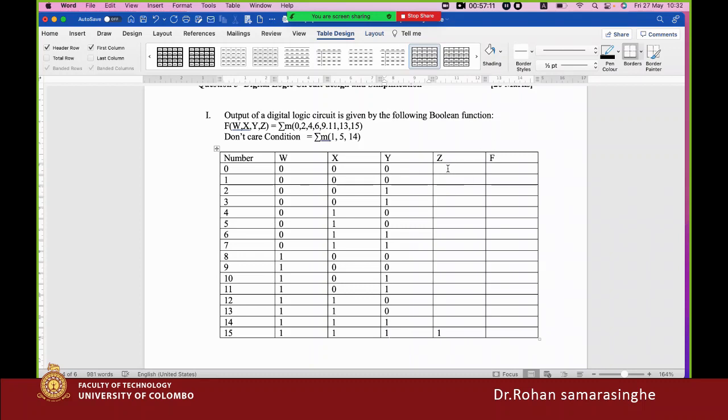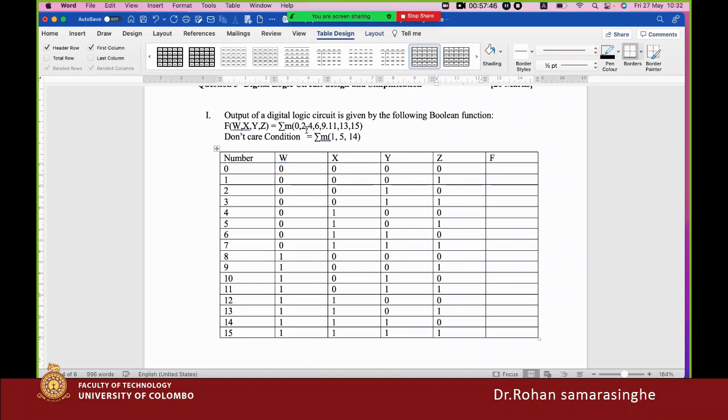The final one is 0, 1, 0, 1, 0, 1, 0, 1, 0, 1, 0, 1, 0, 1, 0, 1. So these are the potential values for W, X, Y, Z.